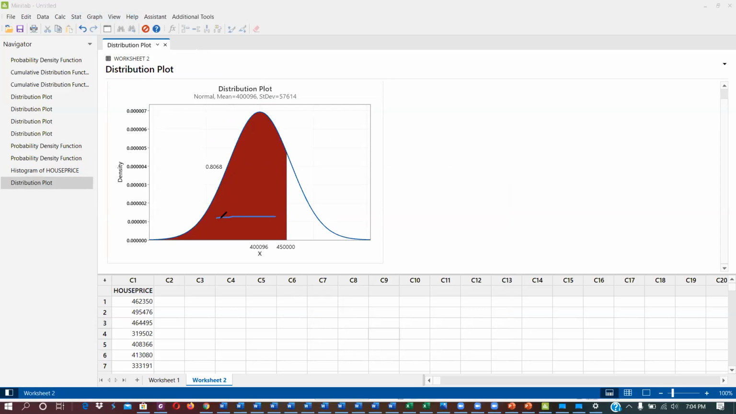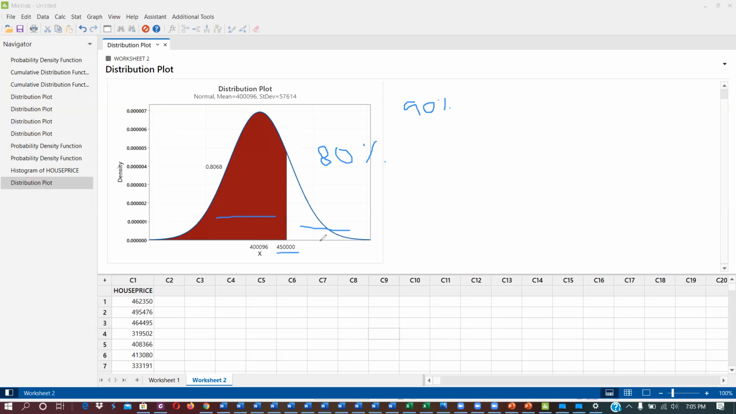This is 80%, and this is the remaining 20. So my house price is more than 80 plus percentile, meaning 80% of houses in my area are lower than my house value. Now I would like to know what is the value of the 90 percentile house. Here I got 45,000.